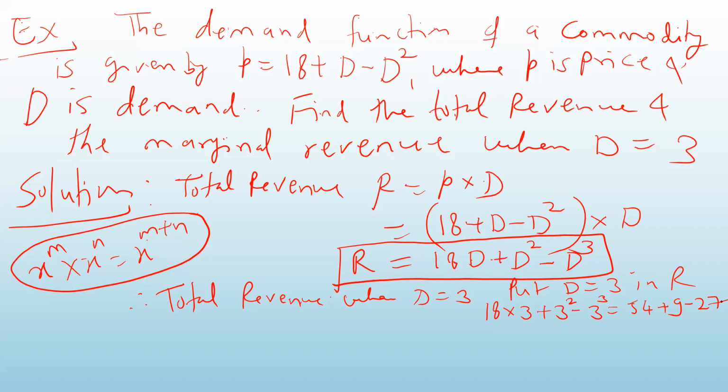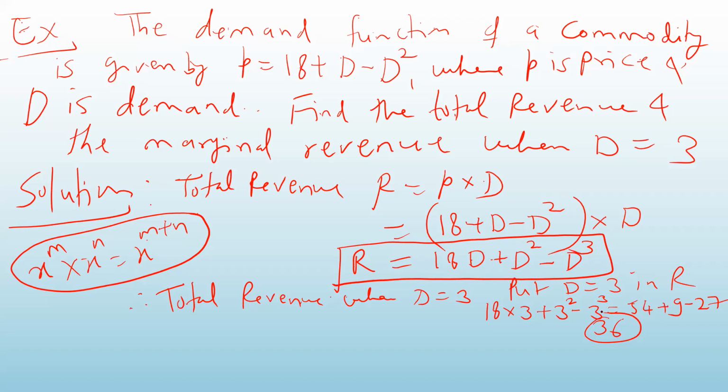So 18 into 3, that is 54, plus 9 and minus 27. So that will give you 36. That means the total revenue is 36. Okay. So I hope you have understood this.